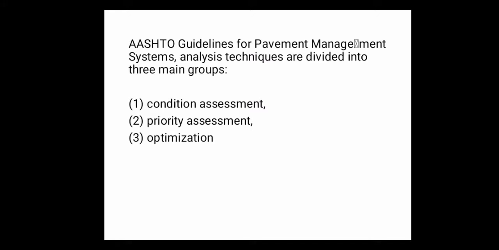AASHTO guidelines for pavement management systems analysis technique are divided into three main groups. The first one is the condition assessment, the second one is the priority assessment, and the third one is the optimization. Each method is used to determine the type of treatment needed and the schedule for rehabilitation.